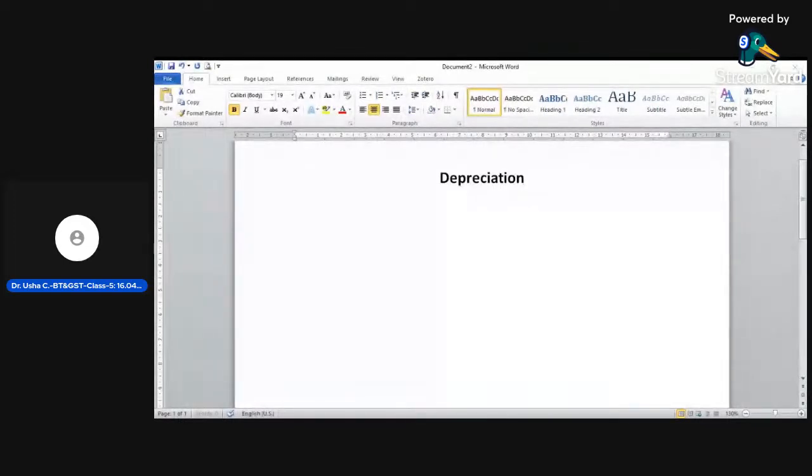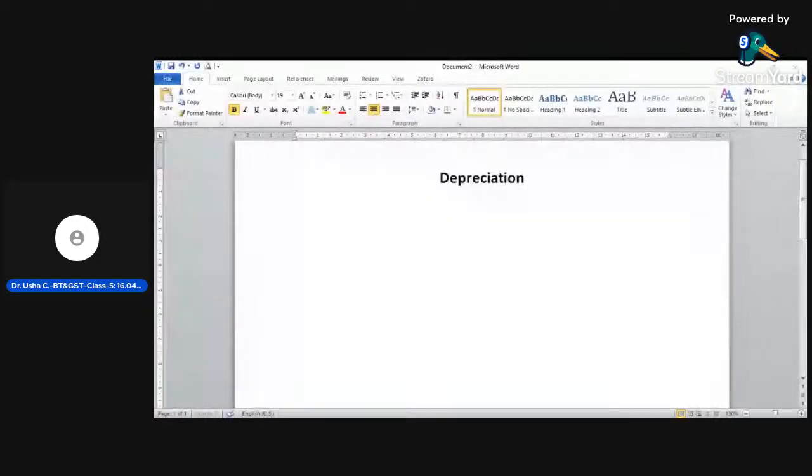Okay, today let us discuss how to calculate depreciation. There are still many things to be discussed in order to calculate total taxable income. First, there will be a question in your examination on computation of taxable income from business, or computation of total taxable income and also tax liability. This will be for 10 or 15 marks.